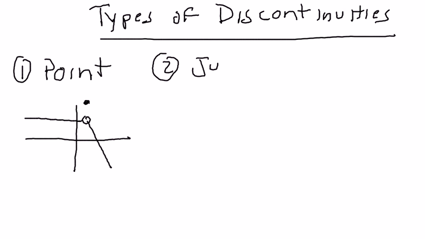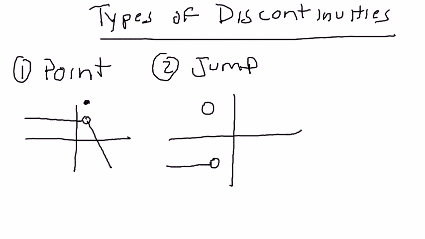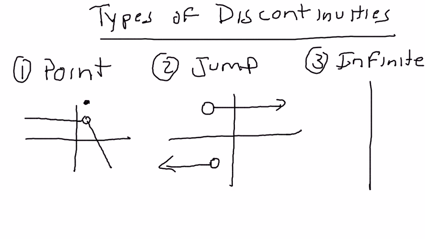We have jump discontinuity, where you have something like an absolute value graph. It comes over, has a hole in it, jumps up to here, and keeps on going. And the third type is infinite. With infinite discontinuity, we're taking a look at something like a vertical asymptote. So say we have an asymptote. Sorry, I'm squeezing this in here a little bit. It approaches from that side, and then maybe does something like this on this side. So we have an infinite break in the graph.